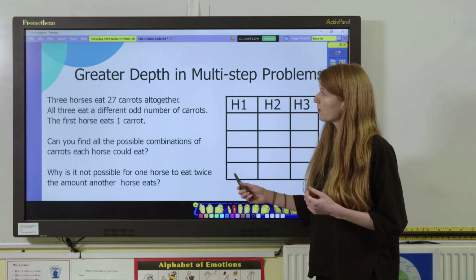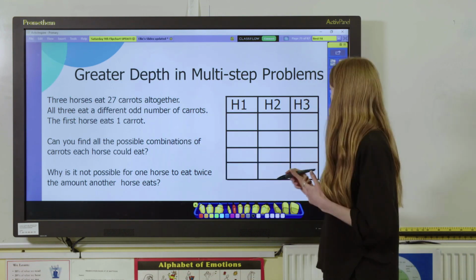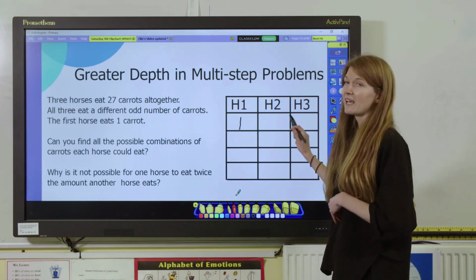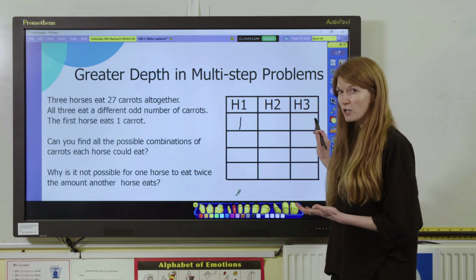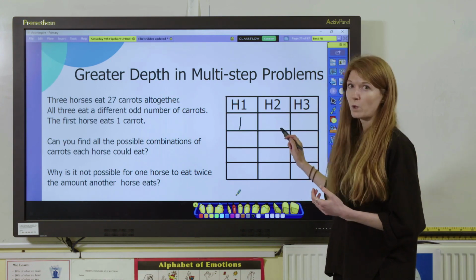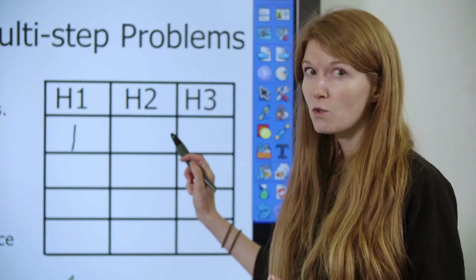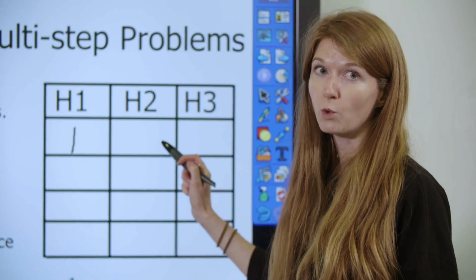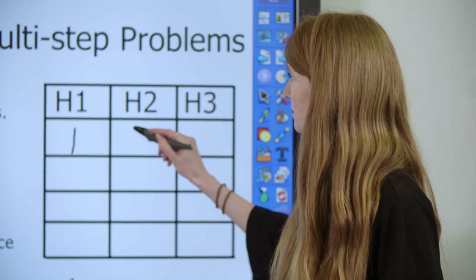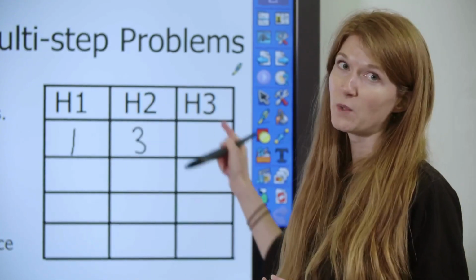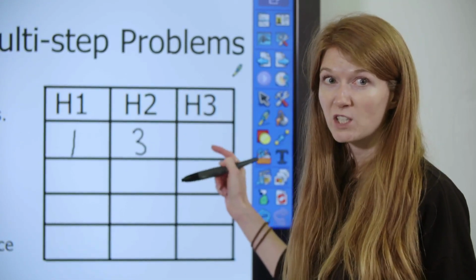Well, we know that the first horse eats 1 carrot. We also know that the second and third horse eat an odd number of carrots, but it's a different number of carrots, so horse 2 can't eat 1. A logical way to record this is to choose the next lowest odd number for horse 2, so 3 carrots. And from there, if we're totaling 27 carrots, we know horse 3 would have to eat 23 carrots.